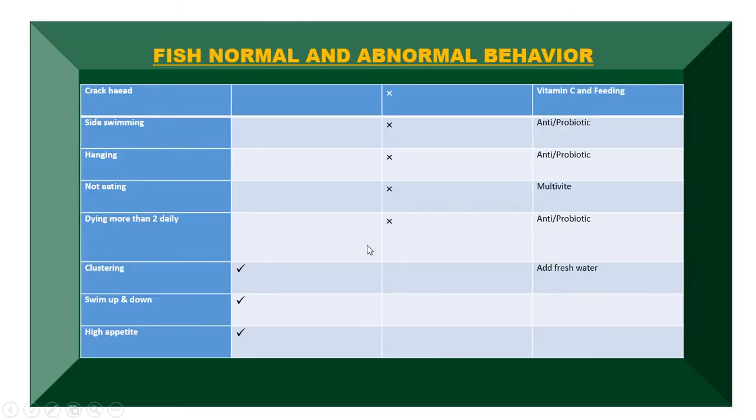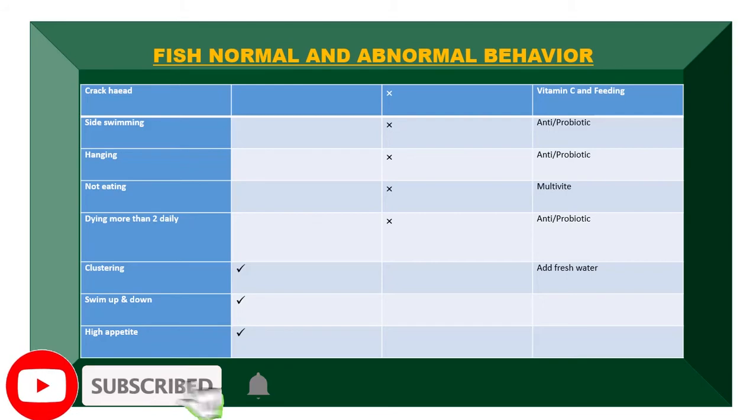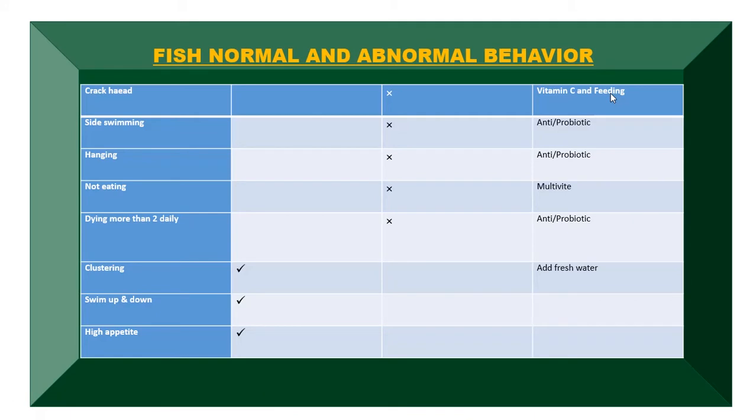In fish normal and abnormal behavior, you can always observe crackhead. Crackhead is an abnormal behavior. It is actually an illness in fish, which is caused by deficiency. So you should always observe more of feeding. When they are being underfed or there is non-availability of feed, they will always get crackhead. And when you want to solve this problem, you should give them vitamin C and feed them very well.